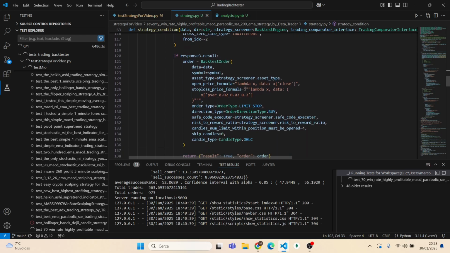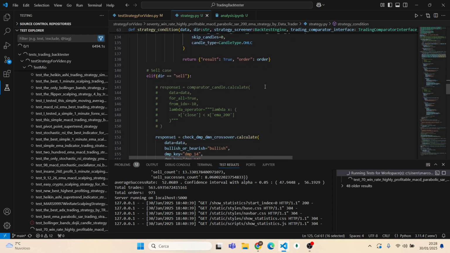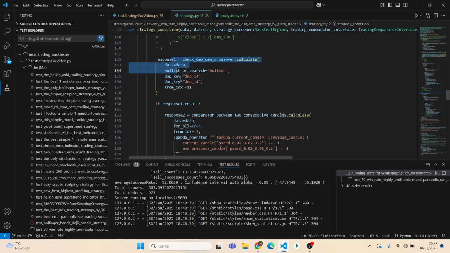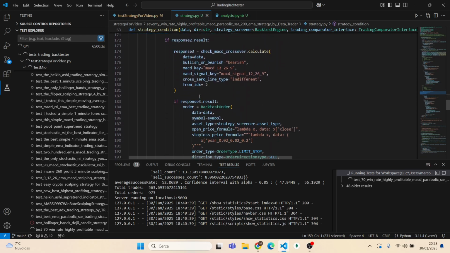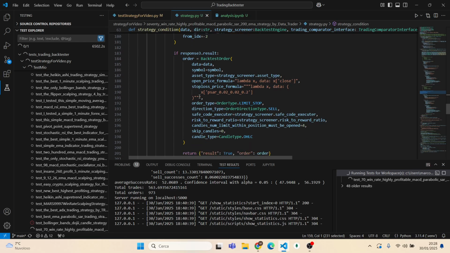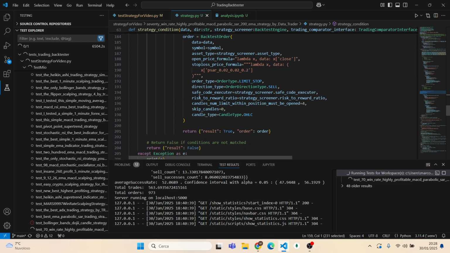And here we can see the settings for the order, so the stop loss at the parabolic SAR, the opening price at last close. As we can see, here we have the conditions for sell that are the opposite, but I'm going to show you anyway, so you can understand what I wrote. So here are all the conditions.